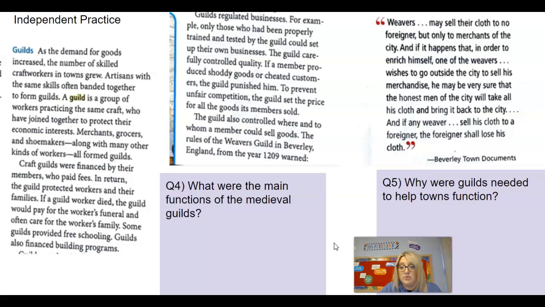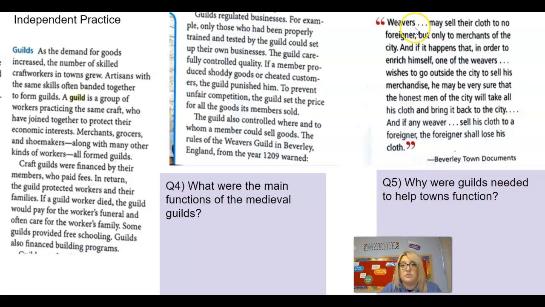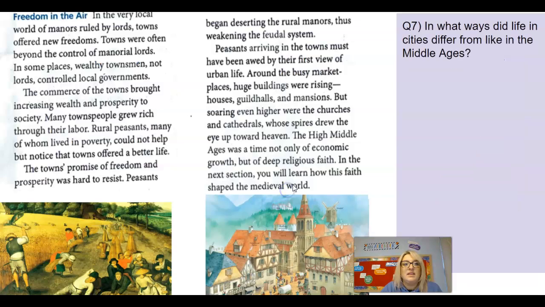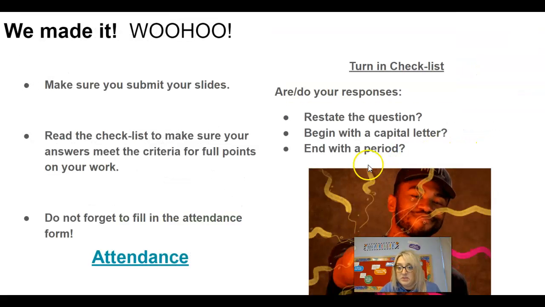Then you have your independent practice. You'll be reading about guilds. And then you have another written response. Make sure you use the quote from the last slide. So right here, it starts with weavers. You want to use that quote to answer this question. Then you have more reading and a compare and contrast question. And then you've got a couple multiple choice to wrap up. And then you are done.